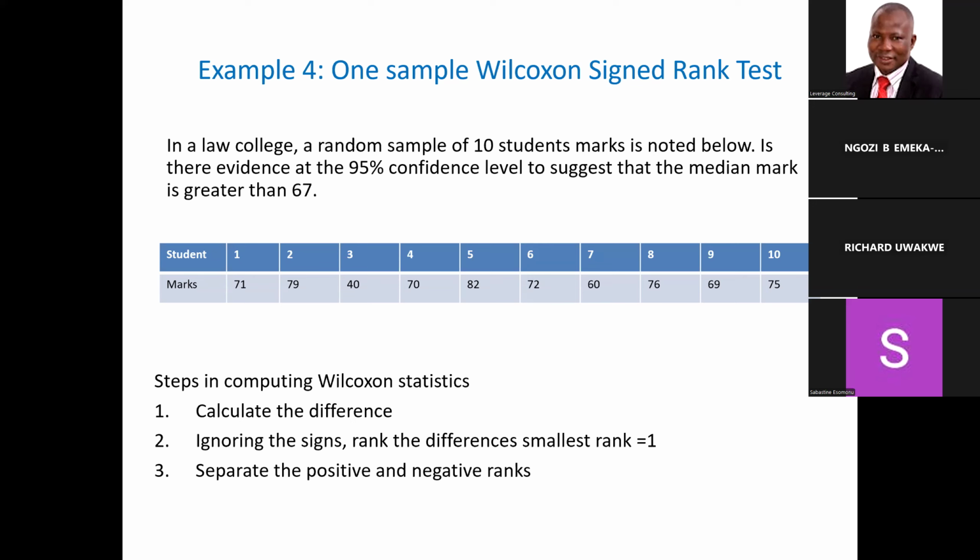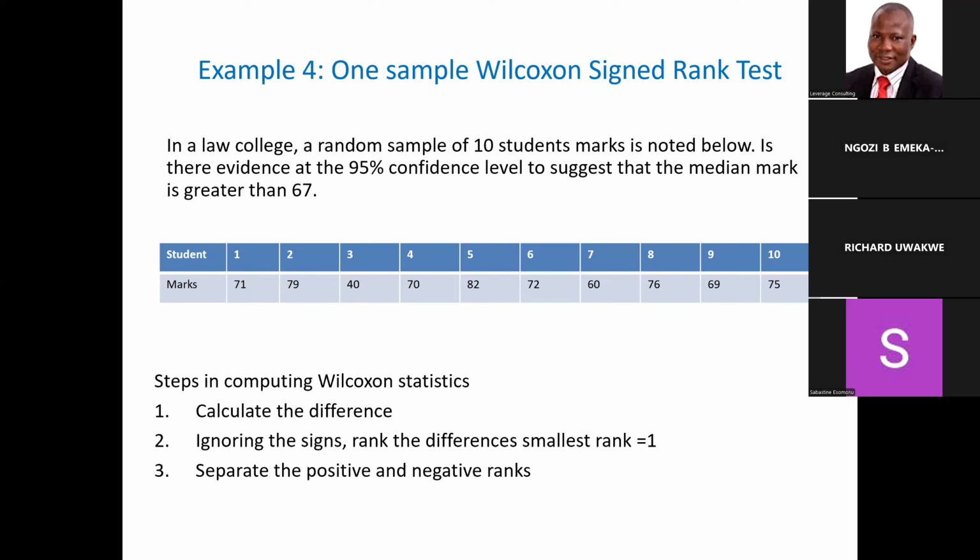So you have not calculated the median for this one, but you are comparing this one with the median of something somewhere. It's like a one-sample test. Look at 10 students: student number 1, 2, 3, then the marks. In computing the Wilcoxon statistic, you calculate the difference between that 67 and each of these marks.